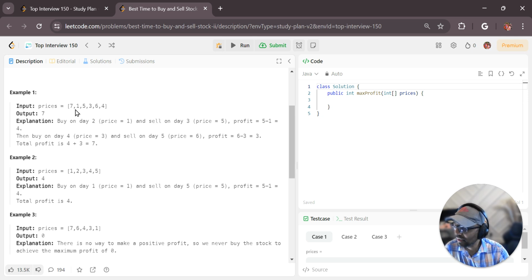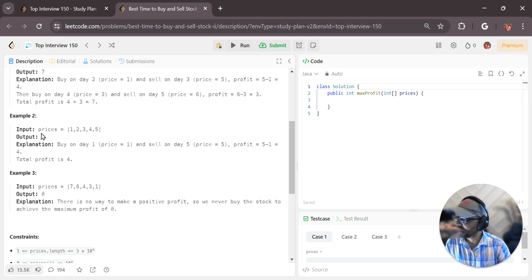Makes sense. Basically, if we only did one transaction like in the last problem, buying at 1 and selling at 6, we would only make a total profit of 5, 6 minus 1. But since now we are allowed more than one transaction, we can actually buy at 1, sell at 5, buy at 3, and sell at 6. And that makes sense. In the second example, the prices is just 1, 2, 3, 4, 5. And the output is 4.